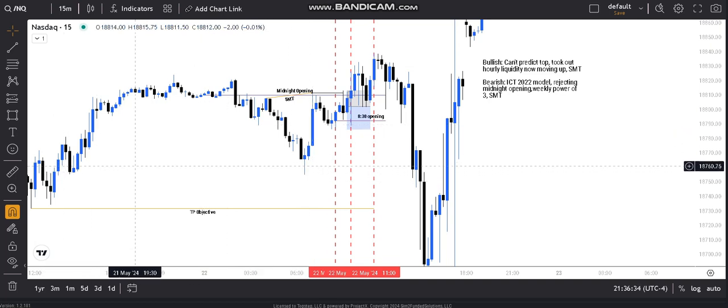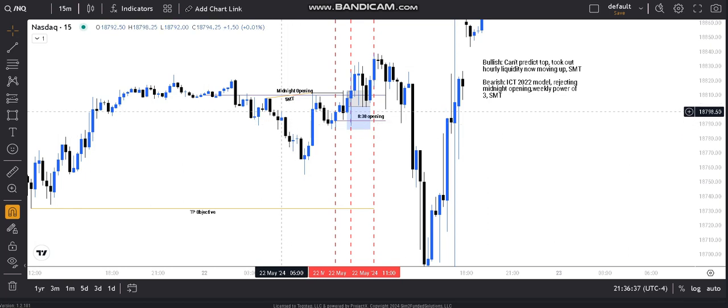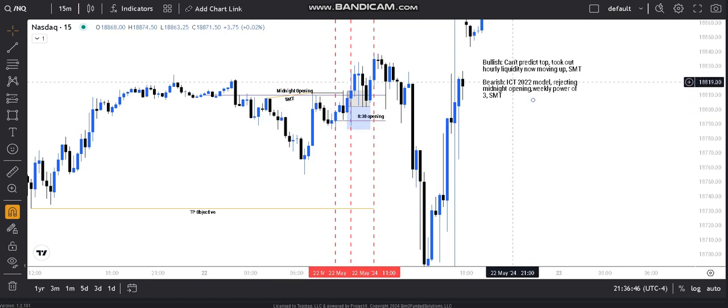After taking out this liquidity right here, we displaced above these highs and above these highs with energetic movement, and then we made a fair value gap, and we entered the fair value gap. That is a very bullish ICT model, so that was also one of the bullish reasonings.